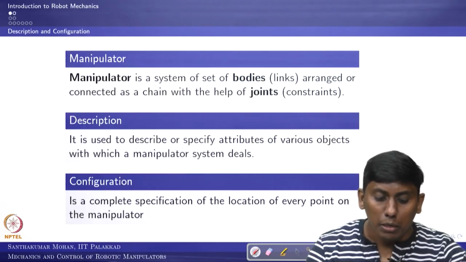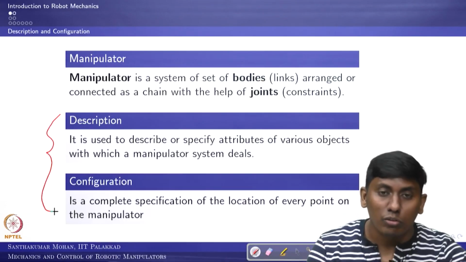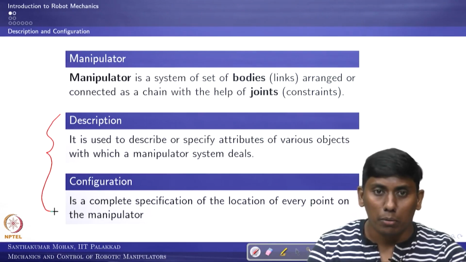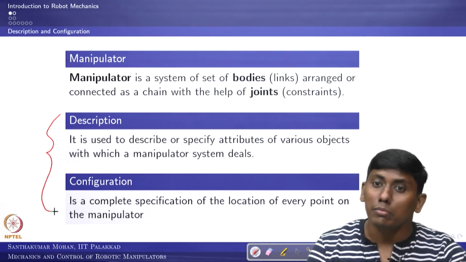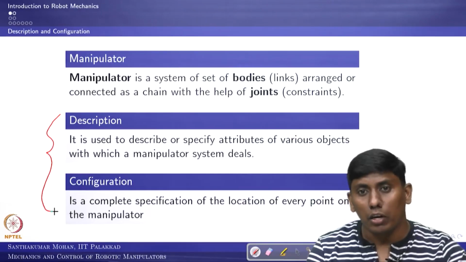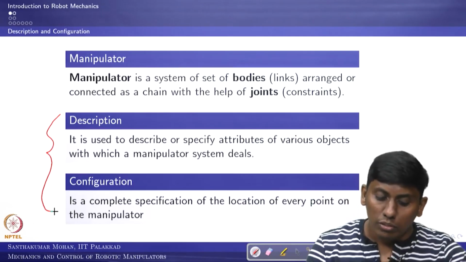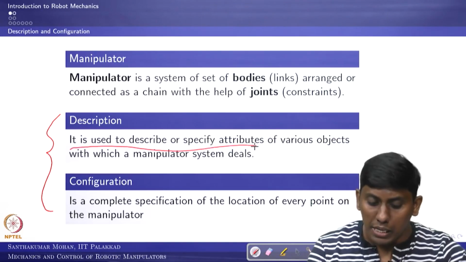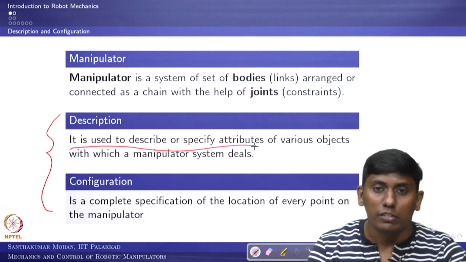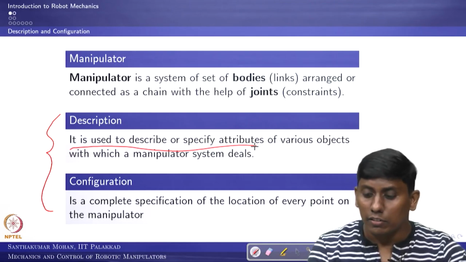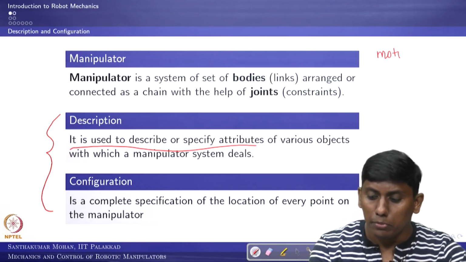There are two keywords which have been thrown in here. You need to provide some kind of information, or you have to describe something about this motion system. So we need some kind of attributes to describe it. We use a specific attribute of the various objects with which a manipulator system deals. This is what you call description. For example, if you talk about a motion system, what descriptions do you have to give? The motion description you need to give.